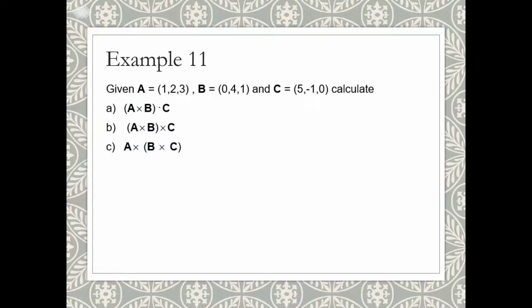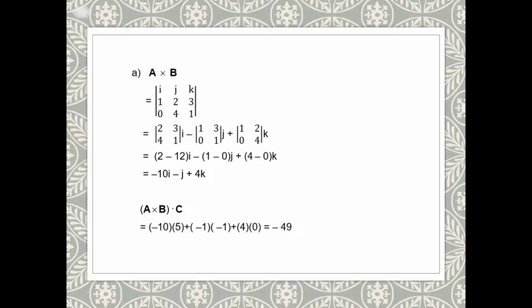Refer to example 11. Given three vectors A, B, and C, you need to calculate the following product of three vectors. To evaluate A, which is referred to the triple scalar product, you may find A cross B first using determinant, and you should obtain a vector negative 10i minus j plus 4k. Then, find the scalar product between the vector that you have obtained with vector C and simplify, you will obtain negative 49 as the final answer.